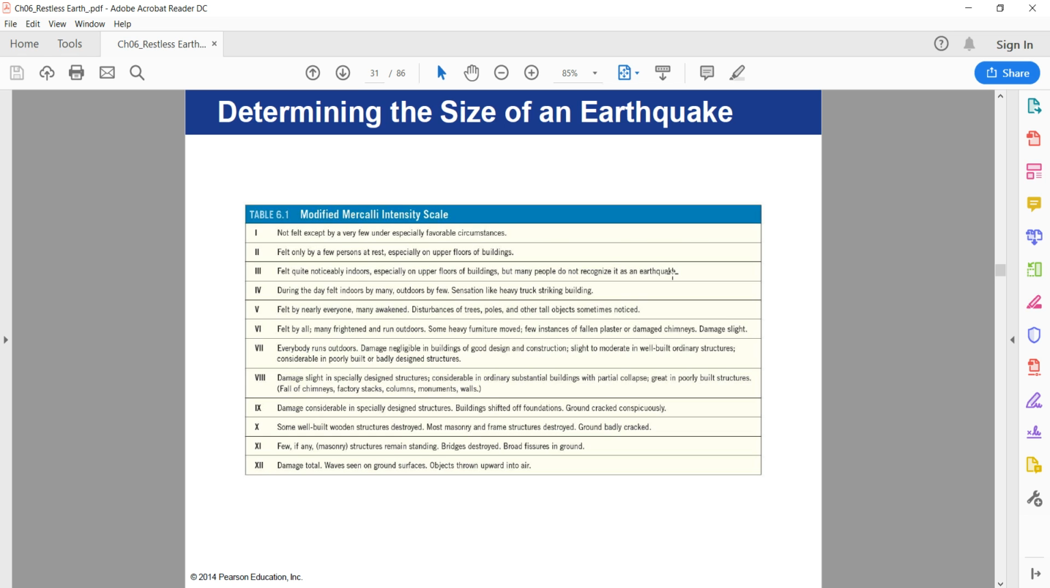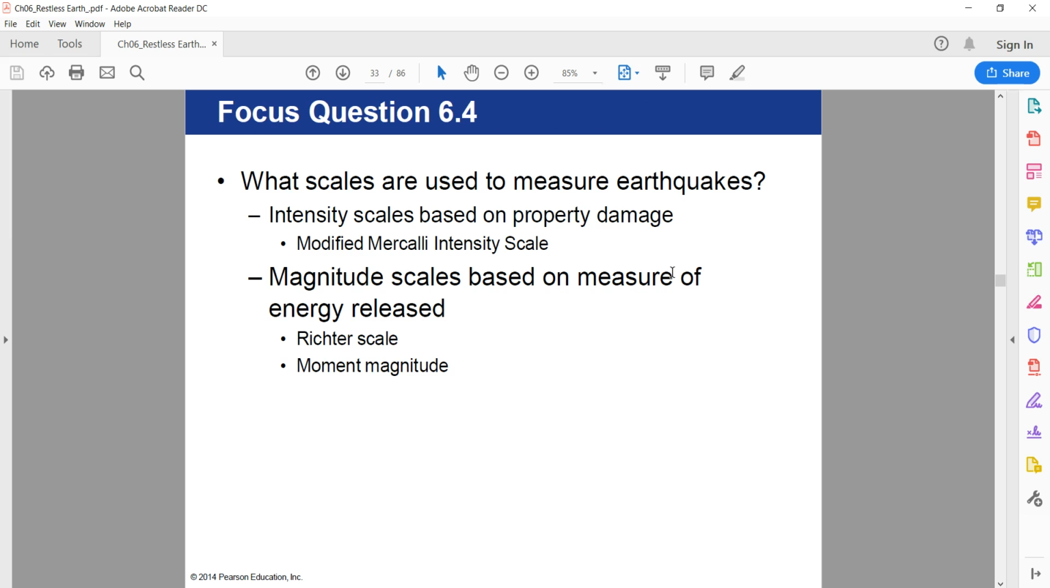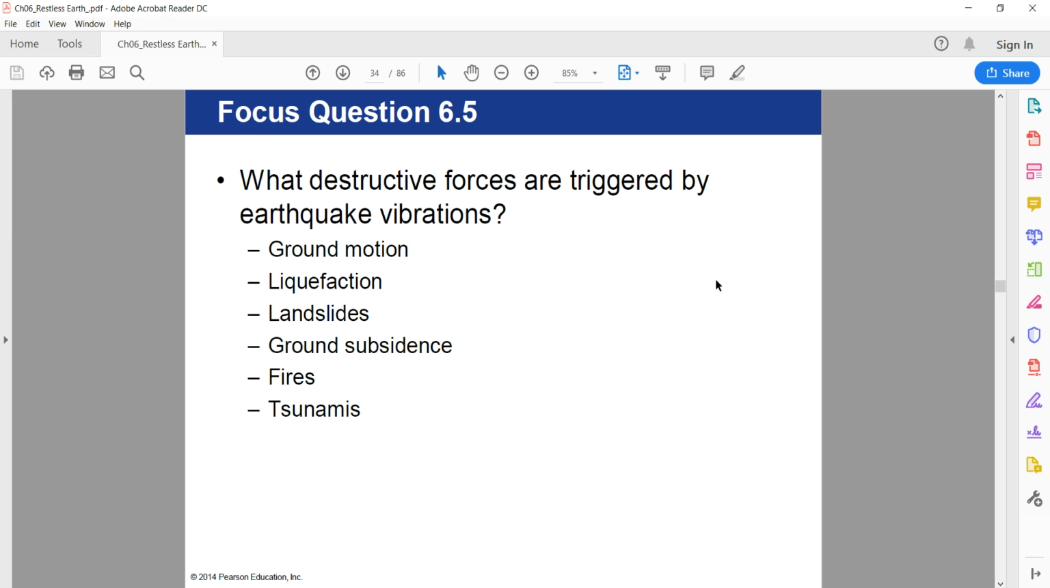This is just about the scale on which the earthquake is measured. So I want you guys to just go over this in the textbook. Section 6.5, what destructive forces are triggered by earthquake vibration. This is also talked about a little bit in the documentary that I uploaded on Canvas. So make sure you watch that documentary. It talks about all of these different events that are triggered by earthquake vibrations.